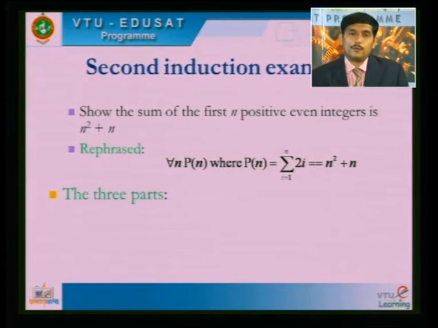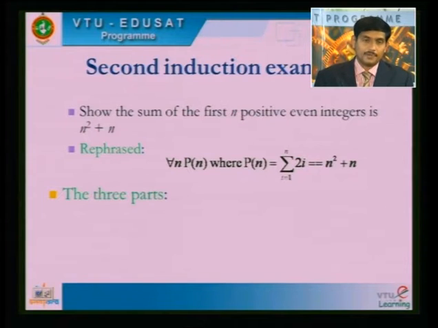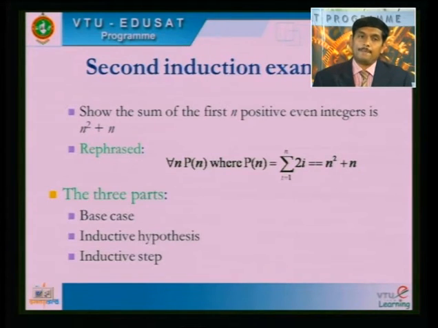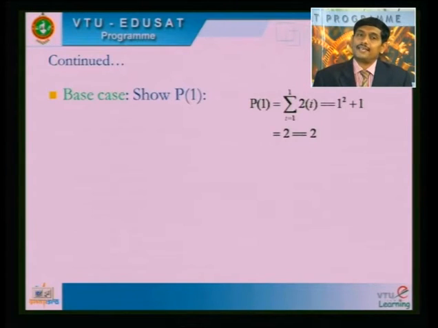Here the proof has 3 parts: the base case, the inductive hypothesis, then the inductive step. What is the base case? Show that P(1) is true. Here P(1) means in place of n you are putting 1: the sum with i running from 1 to 1 of 2i is equal to 1 squared plus 1. On the left hand side, only one number is there, that is 2. On the right hand side, 1 plus 1 is also 2. This implies the base case is true.